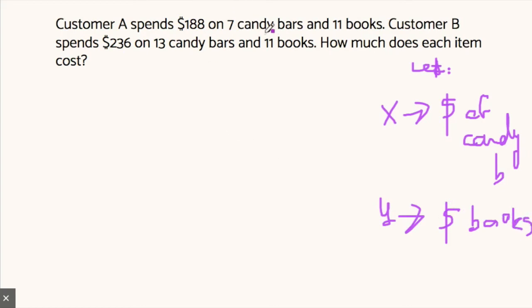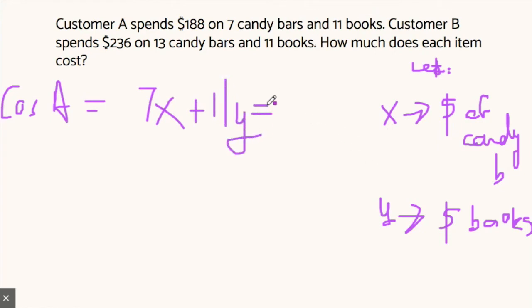Now we know that customer A is buying. Let's first make it for customer A. Customer A is buying 7 candy bars, and he's going to pay X for each. So 7 times X is going to be the amount of money he pays for the candy bars, plus 11 books, 11 times Y. And he paid 188. So we know these are equal to 188.